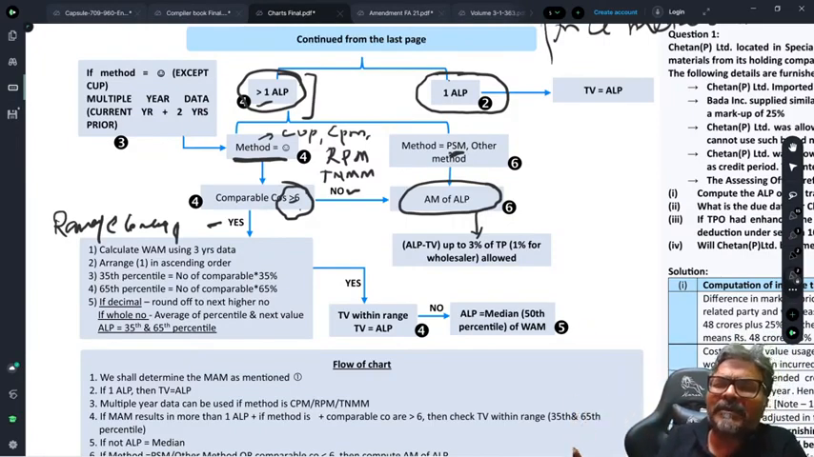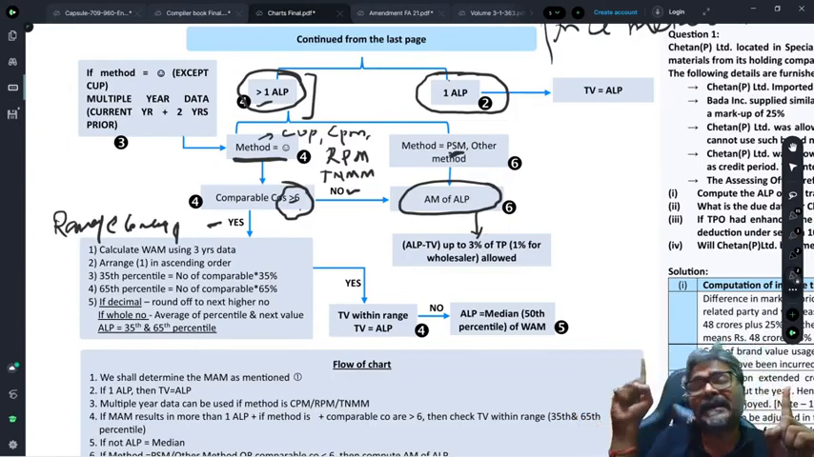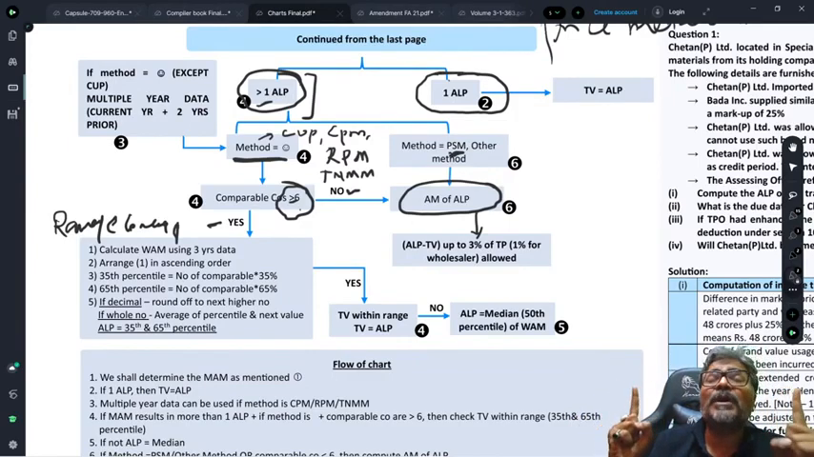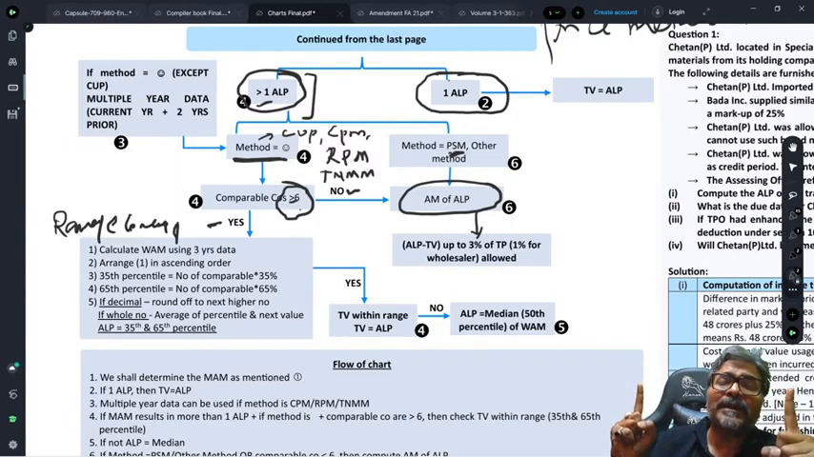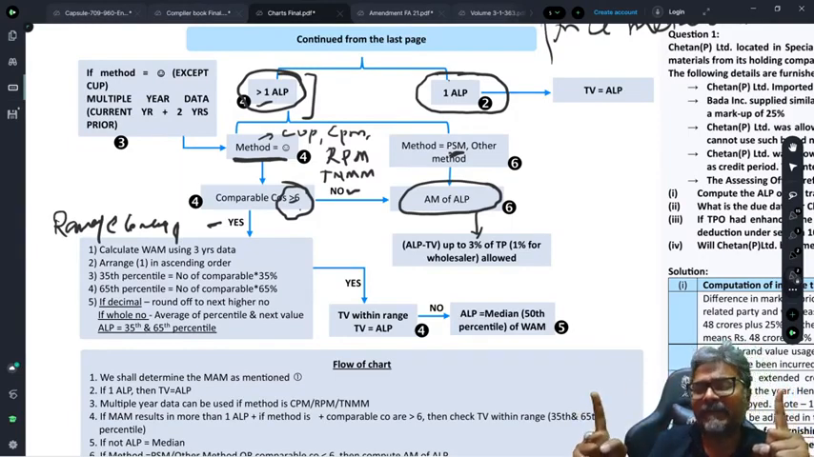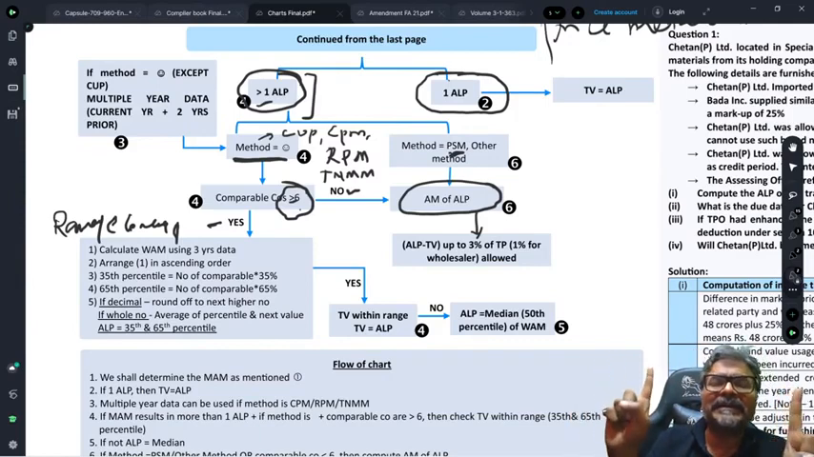So against number 5, what is the ALP which has been given to you? You will take that as your another range. So now you have got the range: at 3, what is the number? And at 4 and at 5, what is the number? And these are the range.